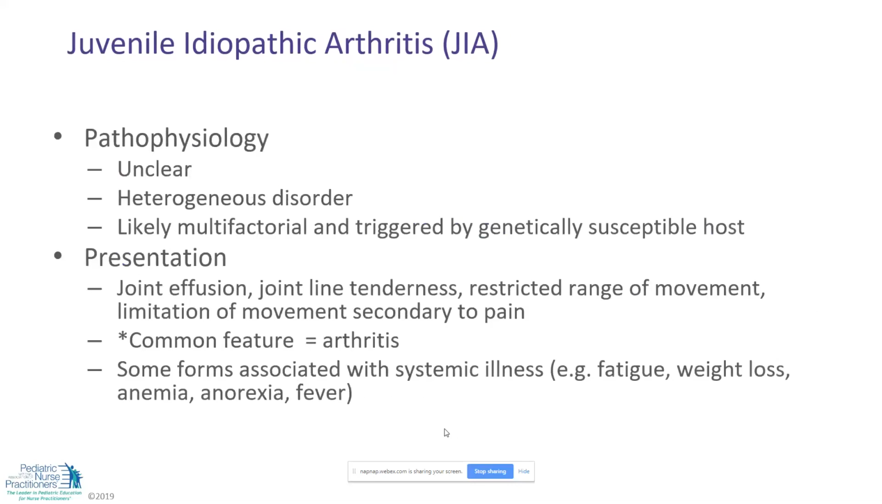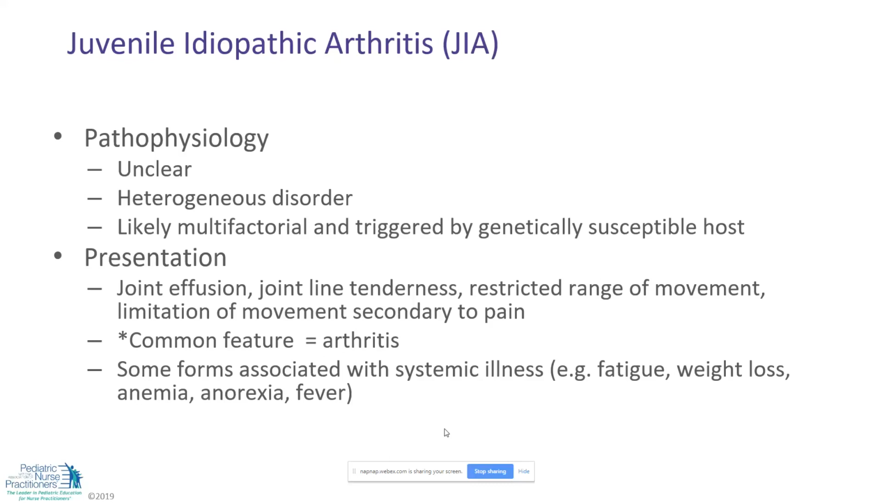The pathophysiology is a little bit unclear, and I think largely related to the fact that this is such a heterogeneous disorder. But we do think it's multifactorial, and that there is some genetic susceptibility in the host that then is triggered. These patients present often with joint effusions, tenderness at their joint lines. They can have restricted range of motion, limited movement because of pain.